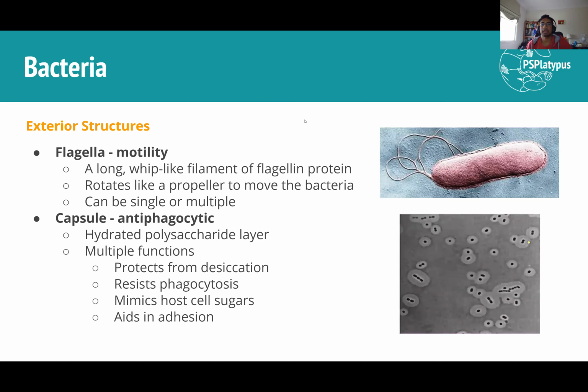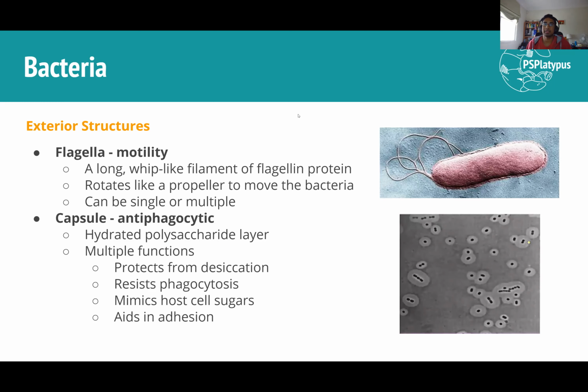We've also got something called a capsule. This is usually made out of polysaccharides, so sugars. And it has a whole bunch of functions. They basically all come down to protection or adhesion. It protects the bacteria in a general sense from the environment, for example desiccation. It also makes it harder for phagocytes to actually eat the bacteria. That's a big problem for our immune system because obviously phagocytes are the primary way we get rid of bacteria.